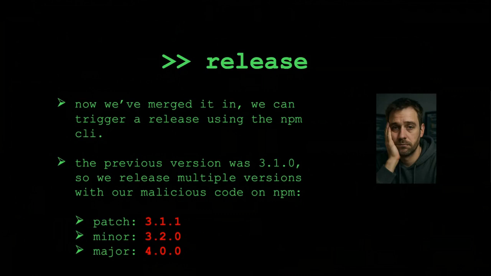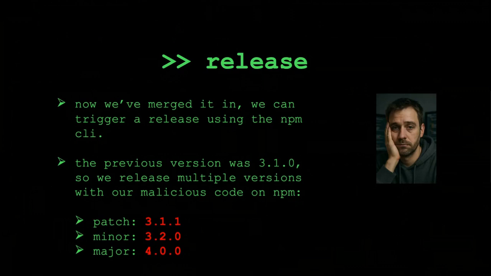So we get it through, great. Now we've merged the code into the package. We've got npm publish rights. Now we see that the previous version was 3.1.0. So what we're going to do is release 3 different versions. We're going to create a patch version, which is 3.1.1, a minor version, which is 3.2.0, and a major version, 4.